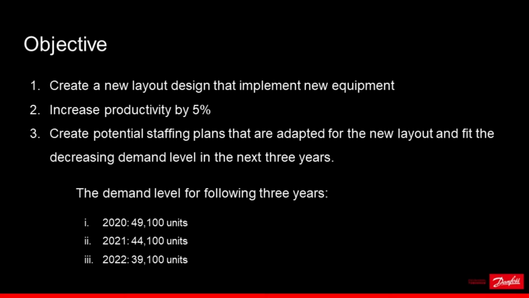So our objective is to create a new layout design that implements these new equipment and increases the productivity by 5%. From this new layout, we will create a potential staffing plan that adjusts with the decreasing demand level in the next 3 years. The demand level for the following 3 years are listed below. It is projected to decrease by 5,000 units each year.